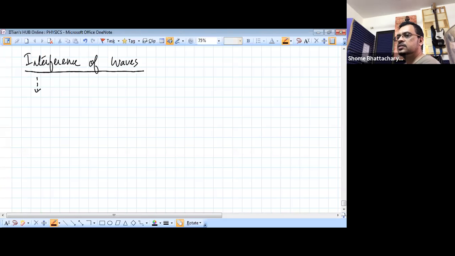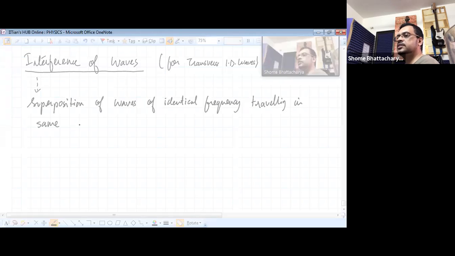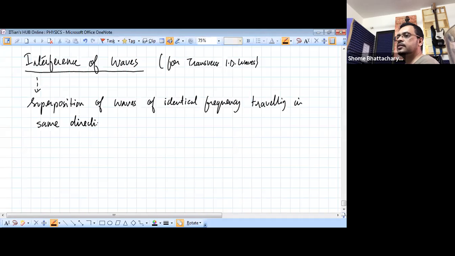So interference happens when waves of identical frequency are superimposed. It happens due to superposition, that is, overlap of waves of identical frequency traveling in the same direction, not in the opposite direction, but in the same direction. So not like an incident and a reflected wave, not that type of thing. In the same direction along a string.